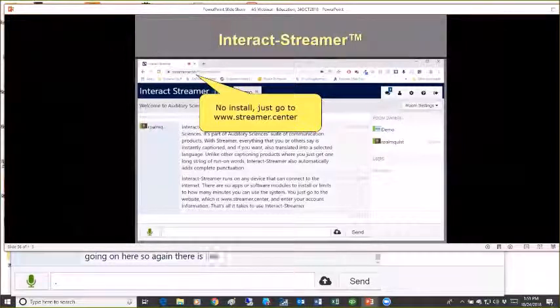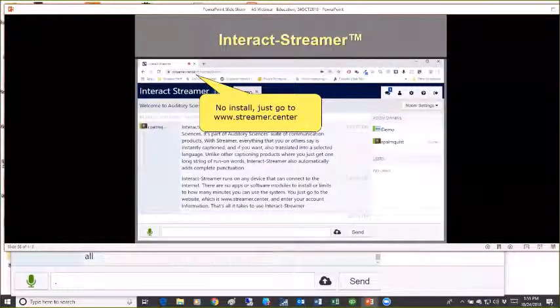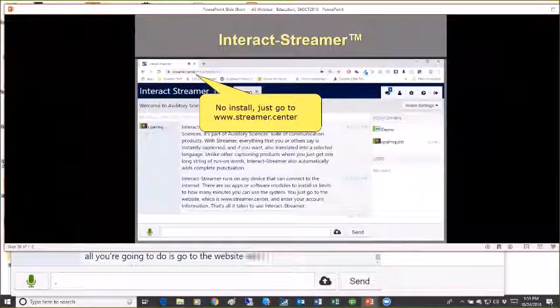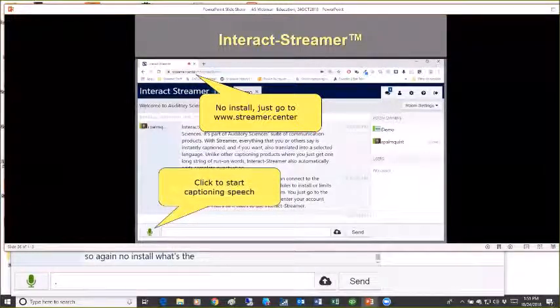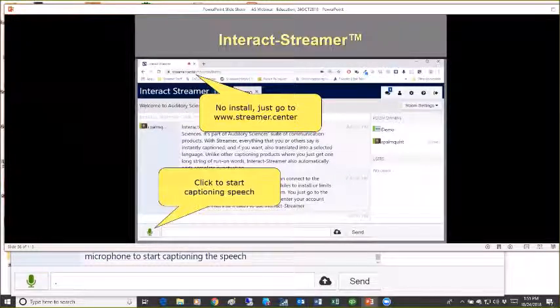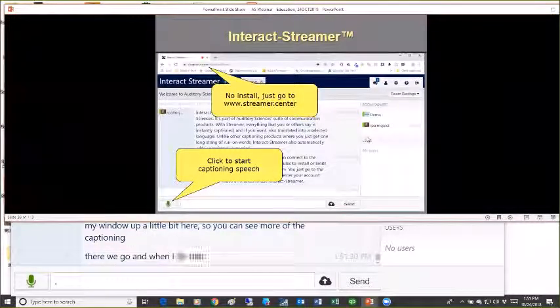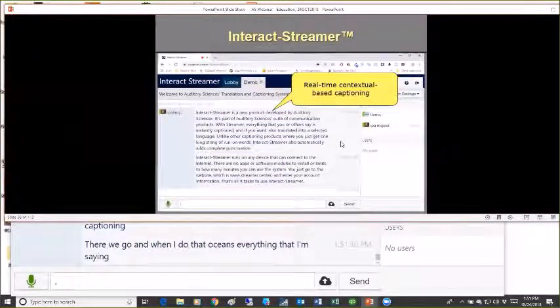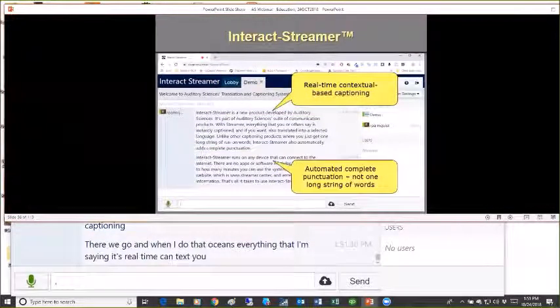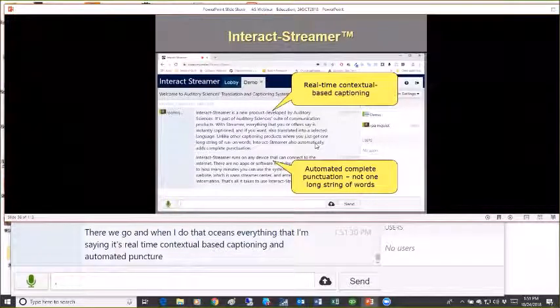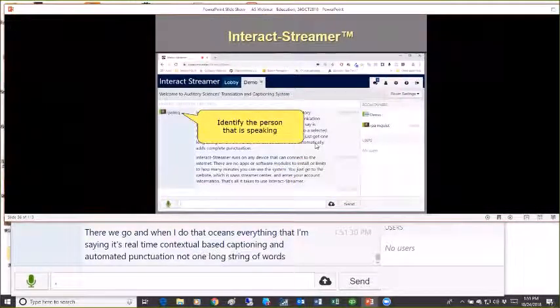So again, there is literally no install required. All you're going to do is go to the website. And at the end of this webinar, we'll show you how you can do that today and give it a try. So again, no install whatsoever. Once I do that, I click on the microphone to start captioning the speech. Let me move my window up a little bit here so you can see more of the captioning. There we go. And when I do that, it captions everything that I'm saying. It's real-time, contextual-based captioning and automated punctuation, not one long string of words.